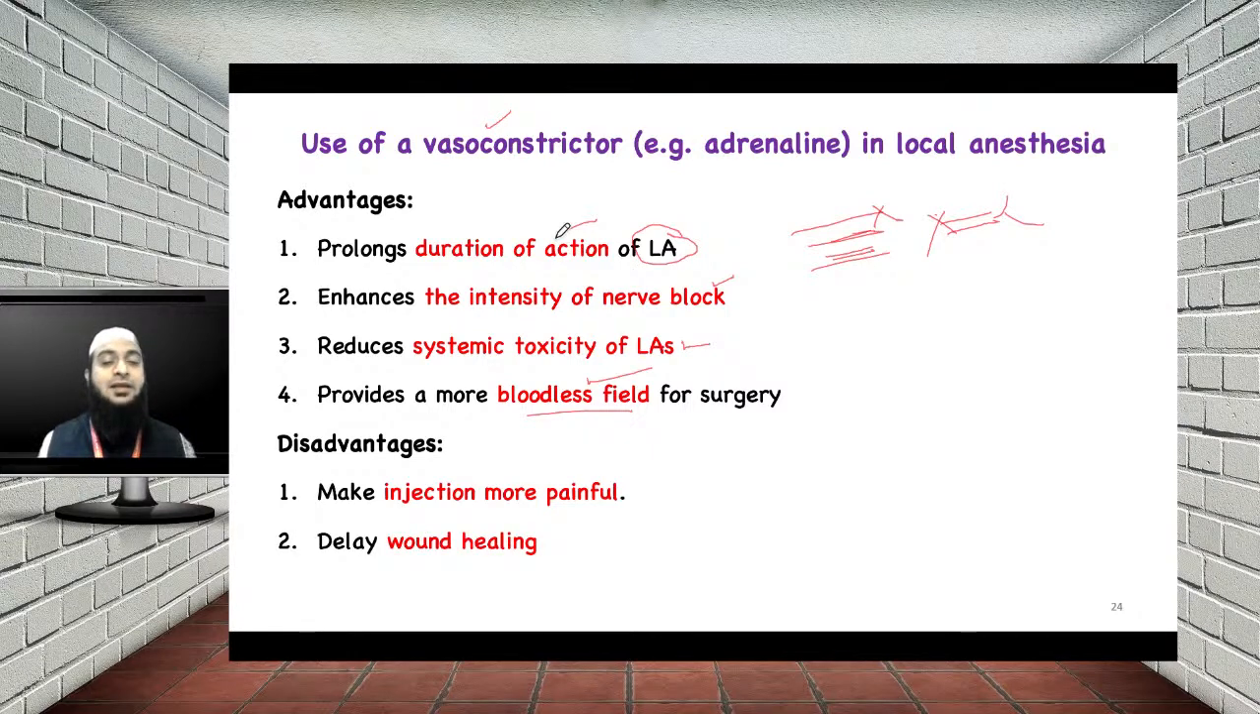So an appropriate dose of adrenaline can be given to avoid a more painful injection of the local anesthetic. The second thing is that it delays wound healing. Obviously, wound healing happens through different healing mediators which are present in the blood. Since there is vasoconstriction, there is less blood supply, and due to less blood supply, the mediators which are responsible for healing and repair are not reaching the site of the incision, the site of the injury, right?